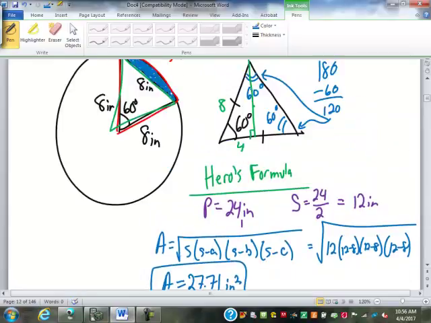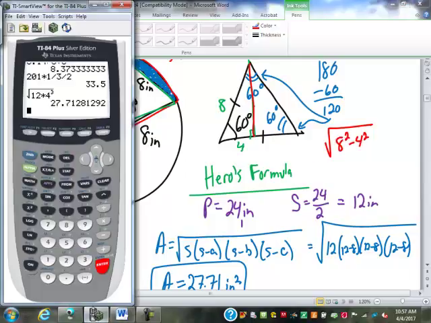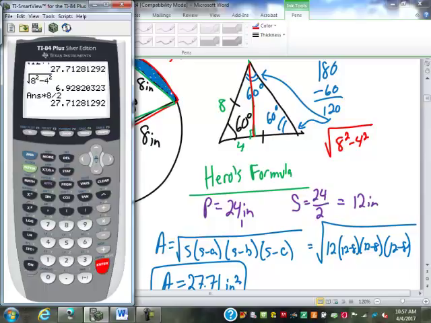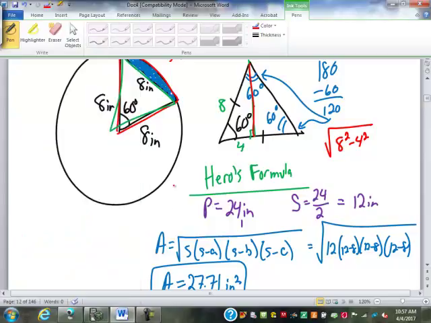Or you could have done, since this is equilateral, you know that the height has to be the square root of 8 squared minus 4 squared, which is 6.93. So this would be that times the base of 8 divided by 2, which will also give us 27.7128. 27.71. So that is 33.5 square inches minus 27.71 square inches.